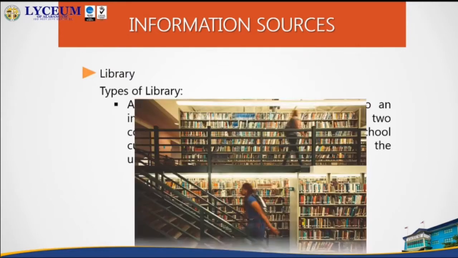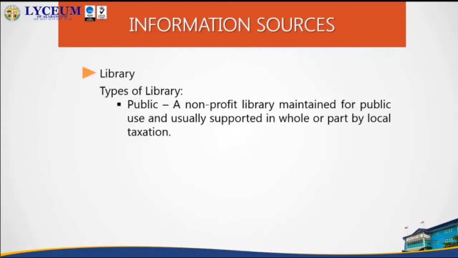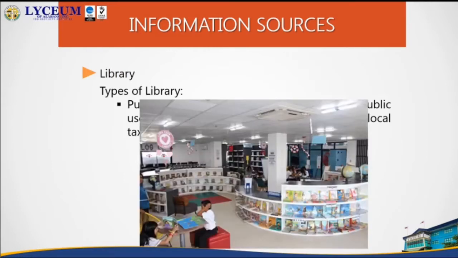So what are the different examples of this? So that's the picture, no? Next, we have a public library. A public library is a non-profit library maintained for public use and usually supported in whole or part by local taxation. So examples of public libraries are the different libraries that we can see in our local areas. Examples are Muntinlupa Public City Library and the other city library that you can go to. Okay, so there are many public libraries, especially in Manila, wherein you can also see the National Library. So you can be a member of National Library for only 50 pesos.